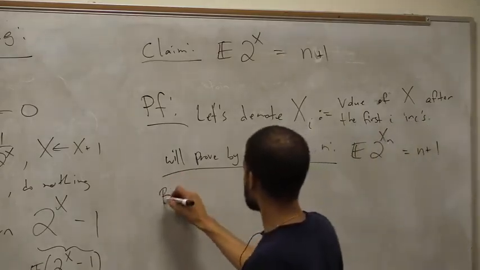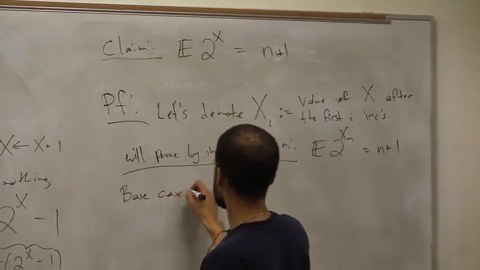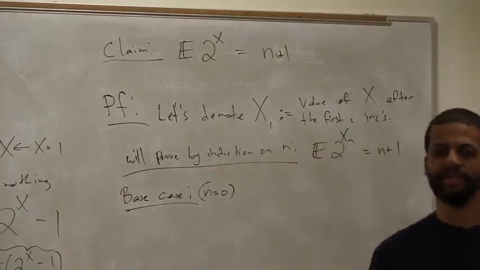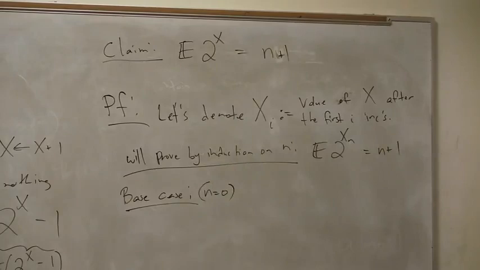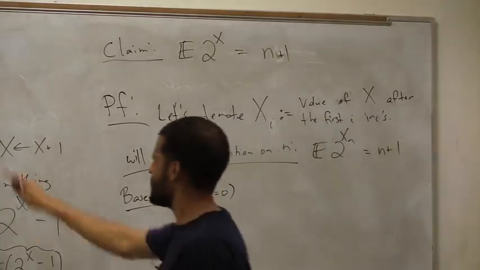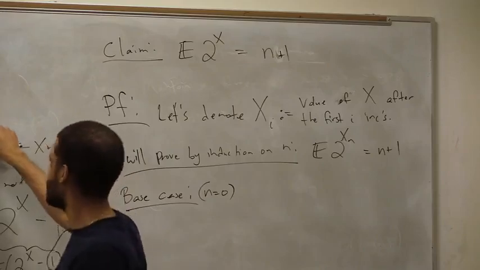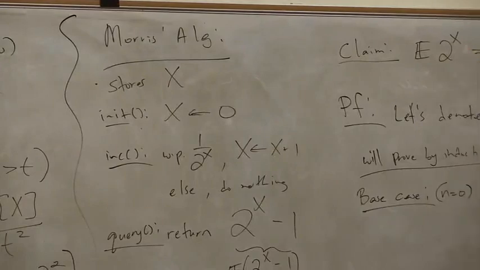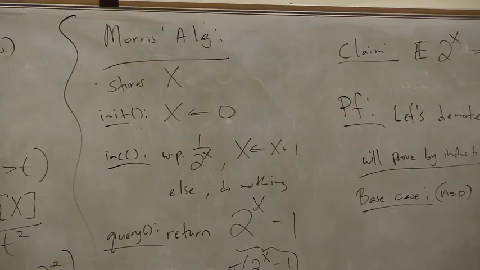So the base case is that n is equal to 0, meaning we haven't done any increments yet. If we haven't done any increments yet, then x is 0. All we've done so far is initialize. So 2 to the x is then equal to 2 to the 0, which is 1, which is 0 plus 1. This here is n, so good. The base case checks out.